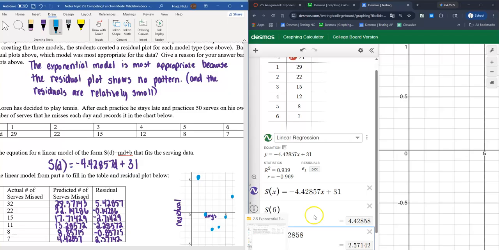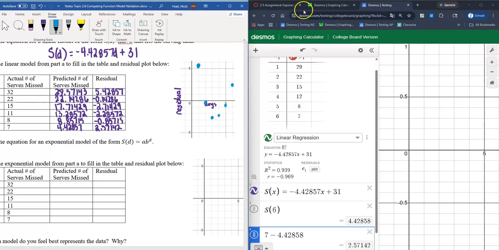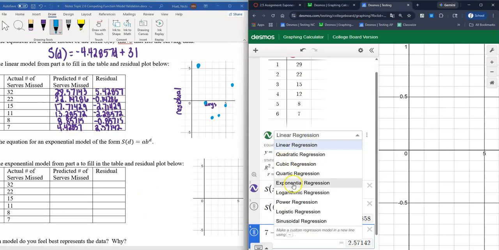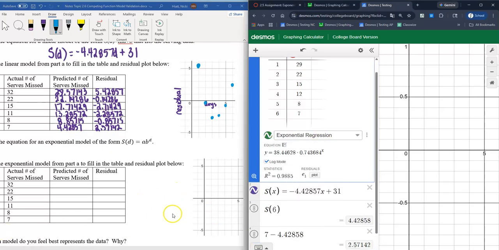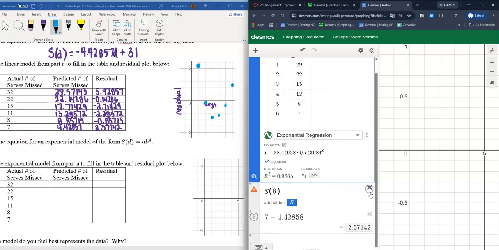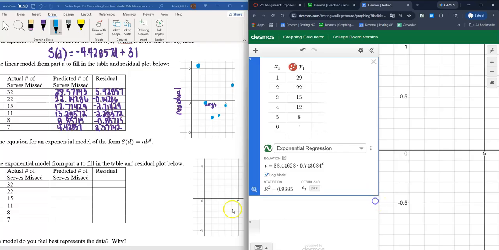But I want you guys to try the same thing for the exponential model. So your data is already in. All you have to do is change this to the exponential model. You're going to write that down here. And then you are going to calculate the predicted and subtract for the residual for all of these. Okay? So try that for everything that you have here. See what your residual plot looks like for the exponential. Okay?